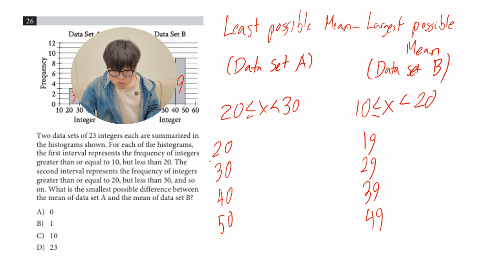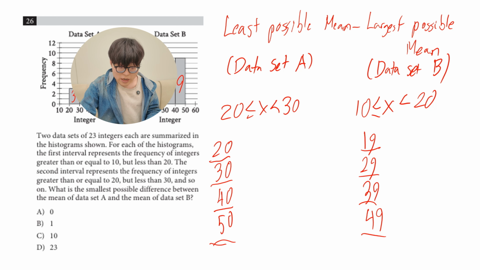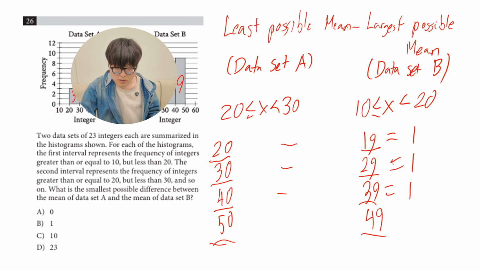We see that all the data in dataset A is 1 larger than the respective bar with the same height from dataset B. So every single data value from dataset A here would be 1 higher than in dataset B. Same also goes with the second bar, where all the data from dataset A, which is 30, is going to be 1 higher than the highest possible value from the second bar in dataset B, which is 29. And this also applies to the third, where it's 40 minus 39, and this also applies for the last bar, which is 50 minus 49.